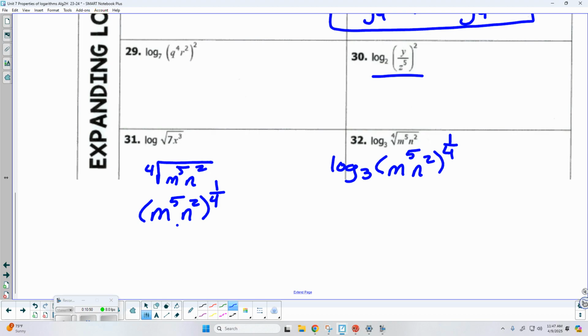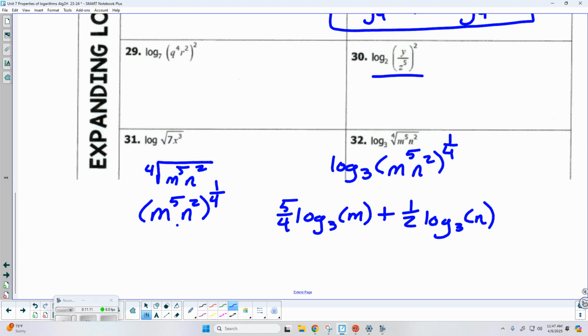Everybody about ready? Can I just go ahead and write the final answer, or would you like me to do it in steps? You write the final answer? Okay. So it should be 5/4 log base 3 of m plus 1/2 log base 3 of n. Where did the 1/2 come from? See, when I multiply the 2/4, I've simplified that. That's where I got the 1/2.